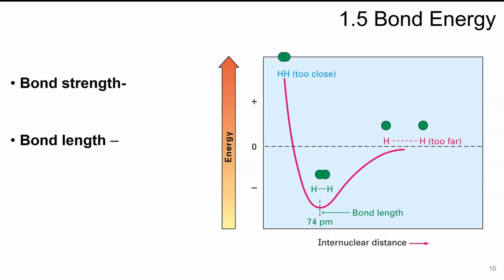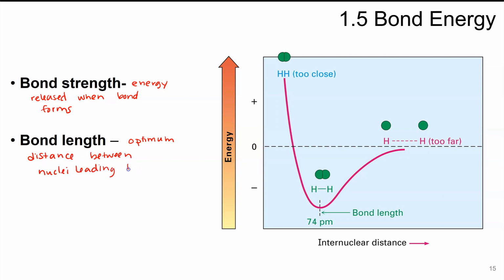Bond strength is the energy that's released when a bond forms. And the bond length is the optimum distance between the nuclei, leading to maximum stability. So there's going to be an optimum bond length versus bond strength. This is too close together, this is an appropriate bond length, and this is too far apart.